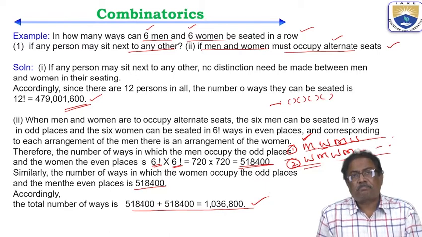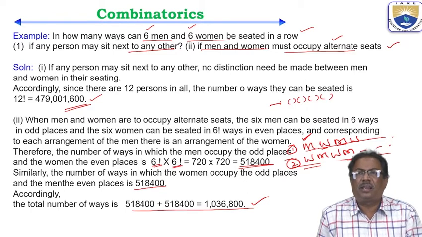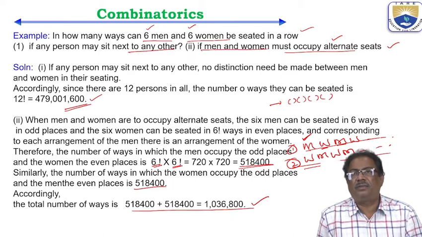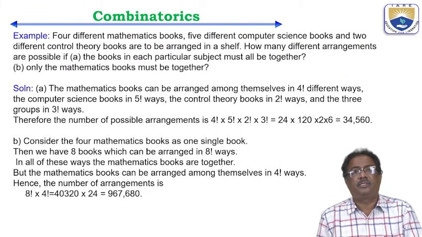So here there is no constraint, and the second one is where there will be a condition. See here, alternately men and women sit together. Either the first one is a man, or a woman followed by a man, woman, or man, woman, man, like that. It will be continuing.